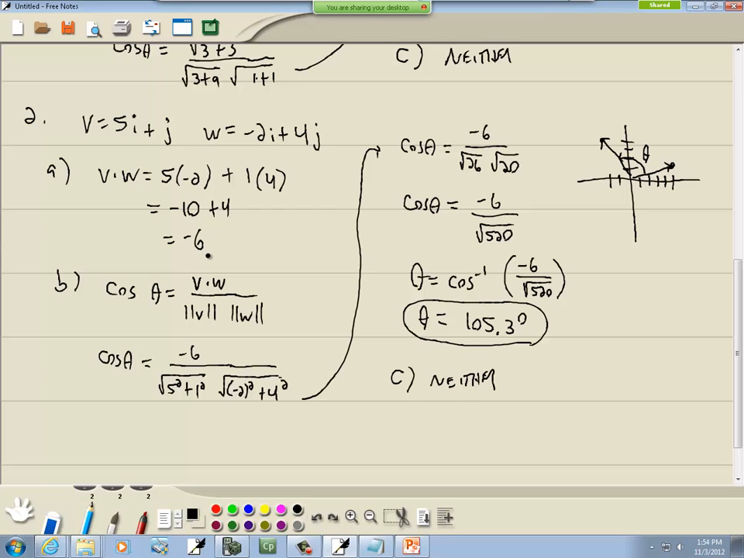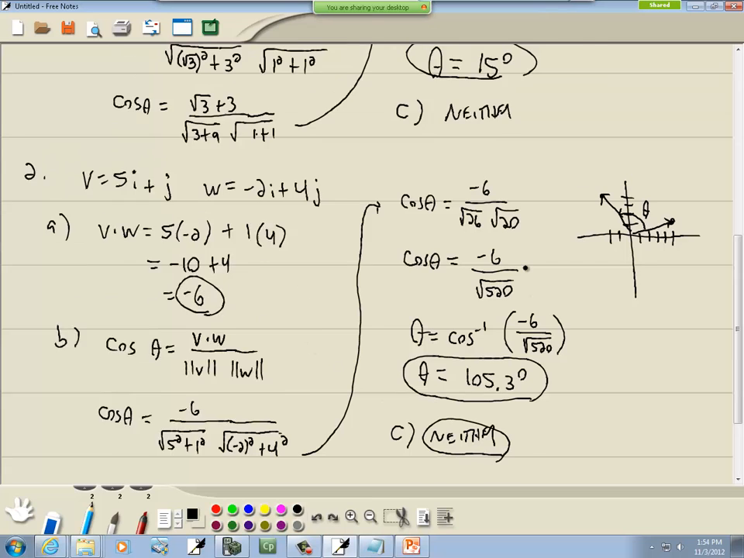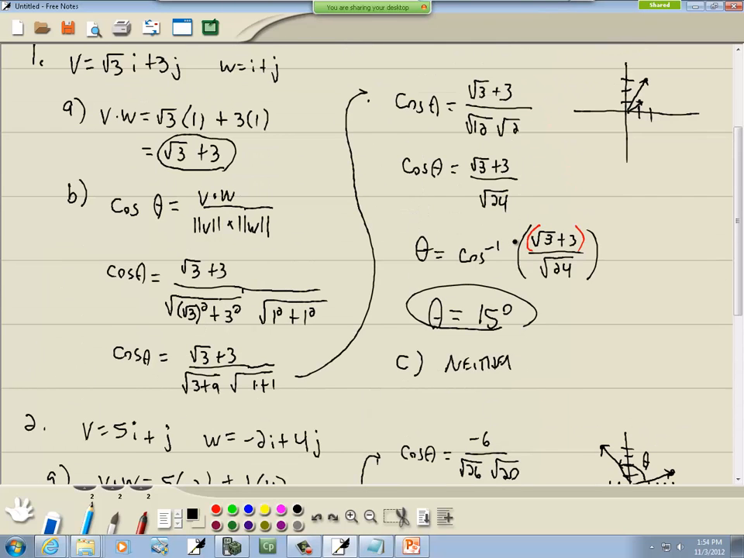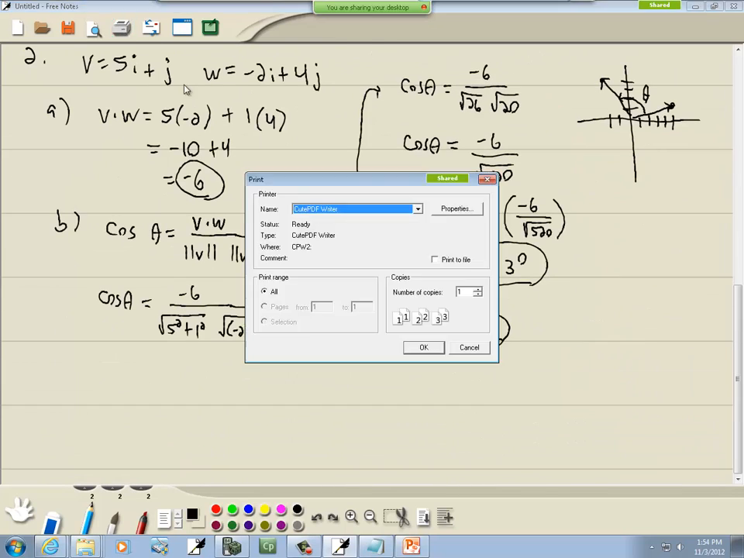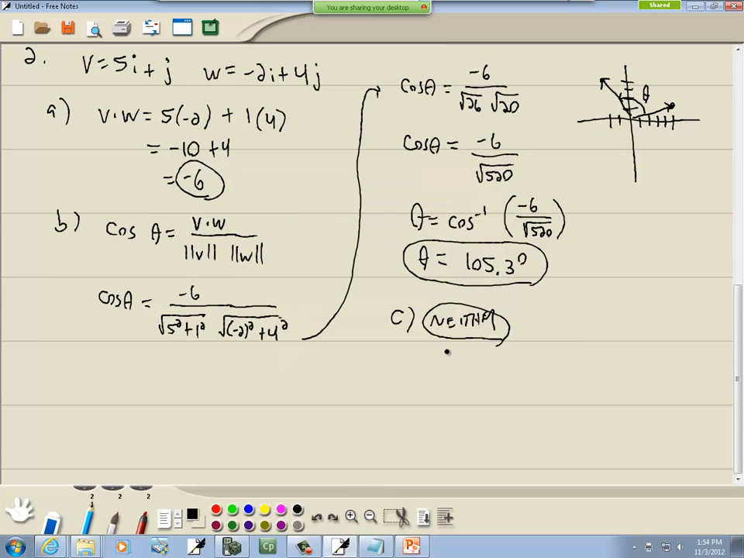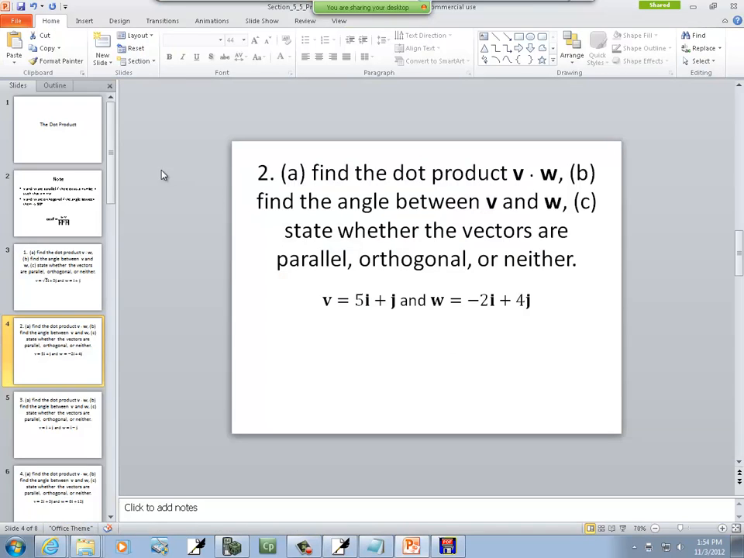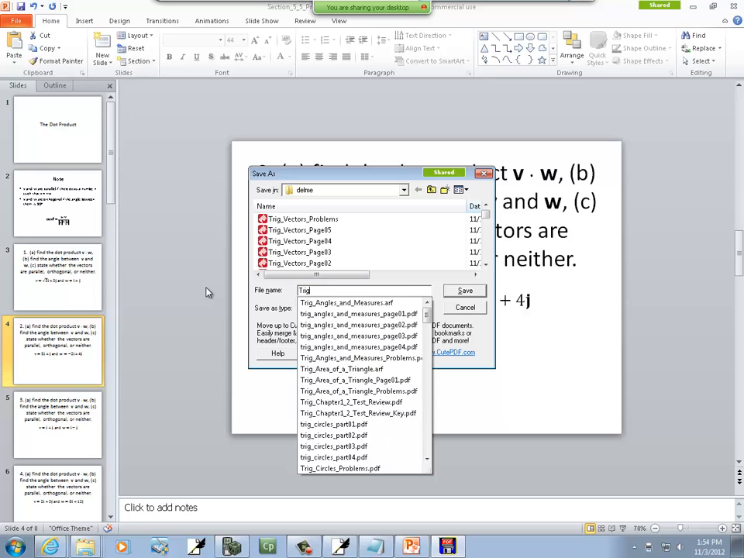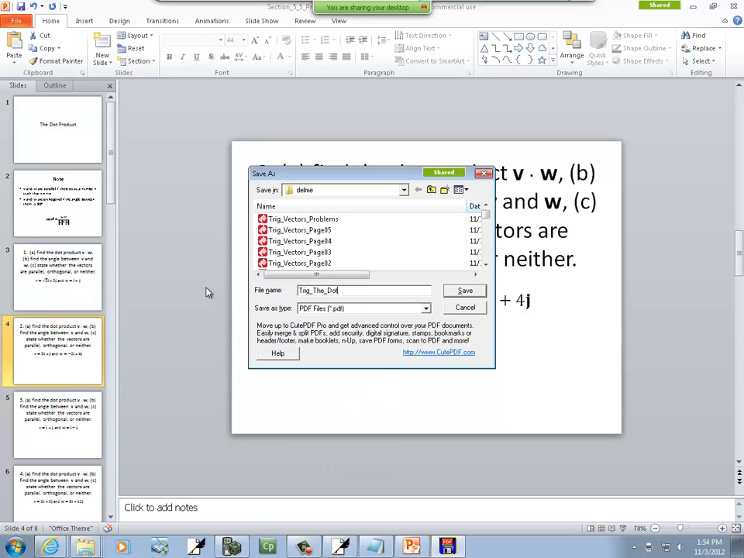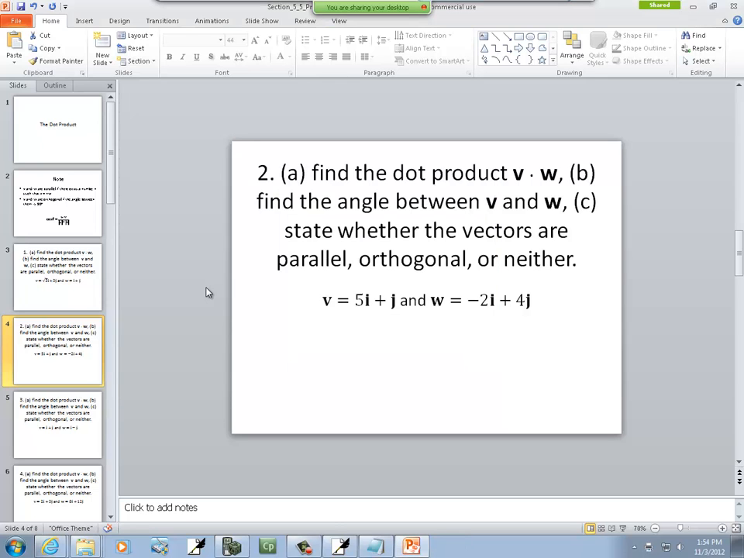I'm not exactly circling my answers here, but that's our first answer. This is our third answer. And up here, that's our third answer there. I probably don't have room. So let me save this. I think this is called the dot product. Trig. The dot product. Page 01.pdf. There we go.